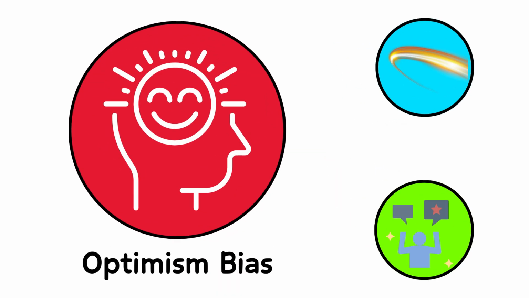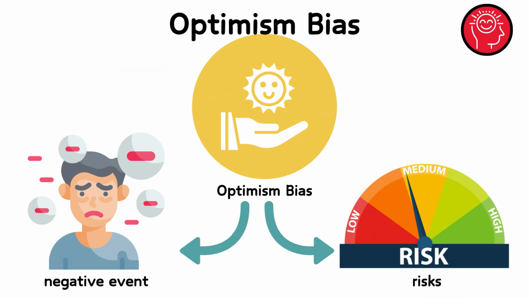Optimism bias. Optimism bias is a cognitive bias that causes a person to believe they are less likely to experience a negative event compared to others. This bias can influence how people gauge risks in everyday decisions, from driving a car to smoking cigarettes.